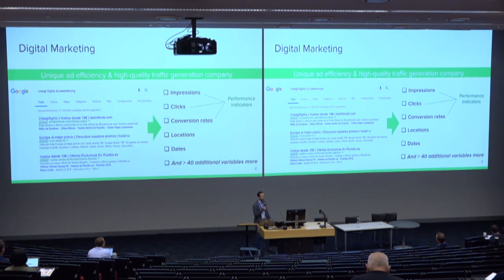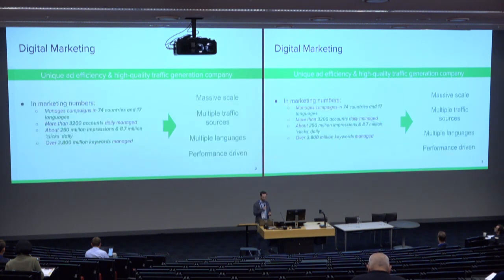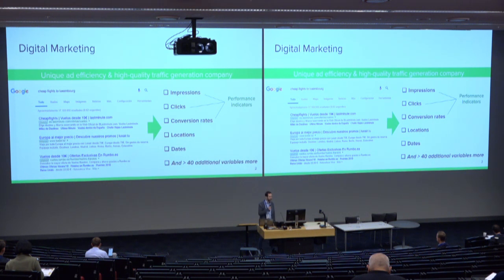So the main goal of companies such as JOT is to generate traffic in an efficient way, so to reach a large number of impressions with a limited amount of budget. When an advertisement is shown in your browser, they can collect some performance indicators: how many people looked at the advertisement, how many clicked on the link, how many bought the item advised. We have also information about the location, the dates, and some other additional variables.